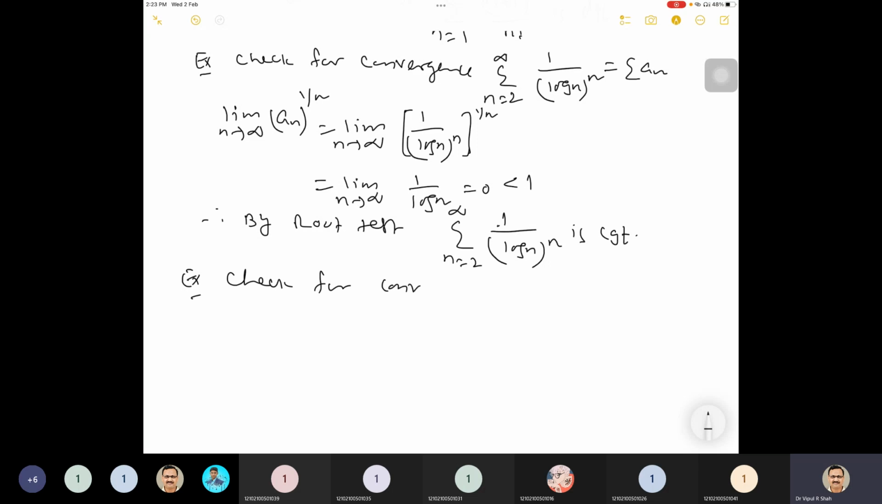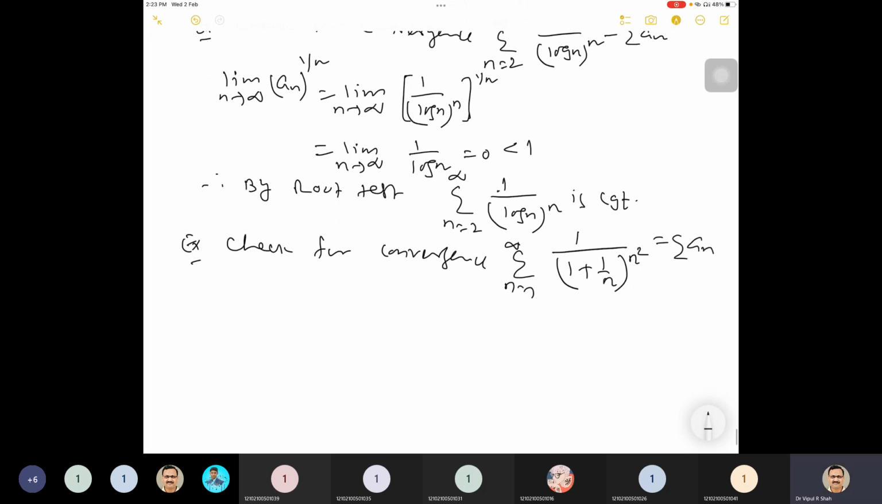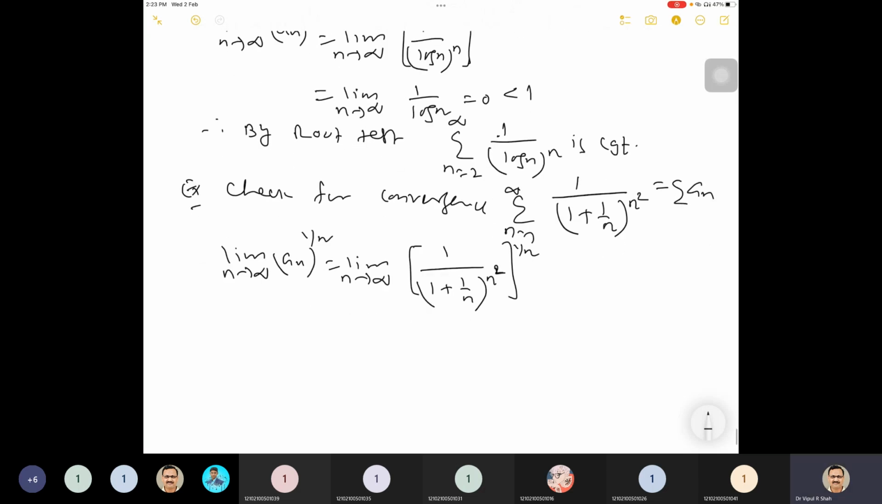Check for convergence. The series n equal to 1 to infinity 1 upon (1 plus 1 by n) power n square. So this is series a(n). Now you take limit n tends to infinity a(n) power 1 by n. So limit n tends to infinity 1 upon (1 plus 1 upon n) power n square, power 1 upon n. So one n cancels here. What remains? (1 plus 1 upon n) power n. Agree or no?